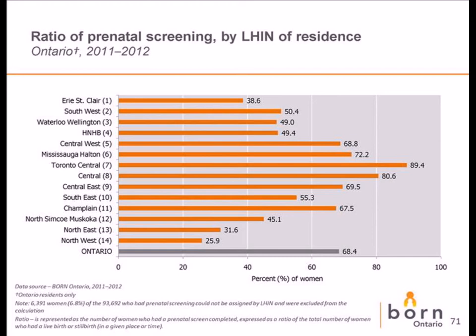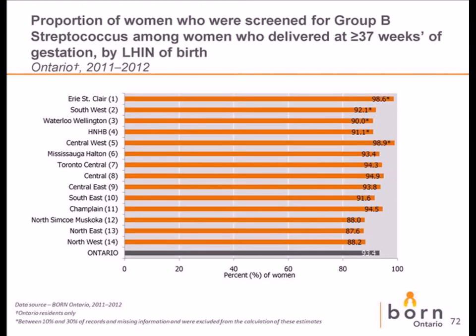And finally, prenatal screening. This is the ratio of prenatal screening by LHIN of residence, and this means about 70% of women who gave birth actually were screened. We don't have in the historical data every woman that was screened. Going forward, we will. But these are of the women who gave birth. So are there access issues in the north? Is it choice? And I know that our group here is doing a project to look at why there are differences. And I know that the folks at ISIS have done some work on that as well.